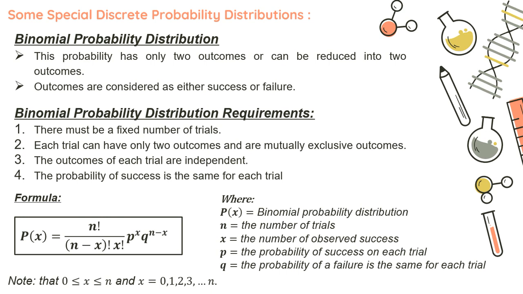So, yung P dyan, or P of X, binomial probability distribution, kung ano hinahanap natin. Yung N, kung ilan po yung gagawin nating number ng trials. Yung X, number ng observed success. Yung P, probability of success on each trial. And Q, syempre yung failure.